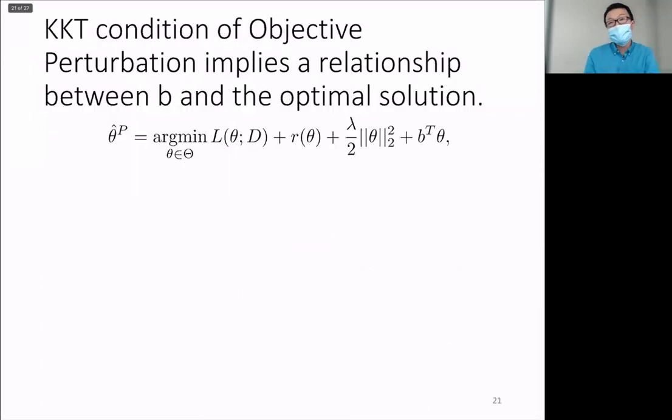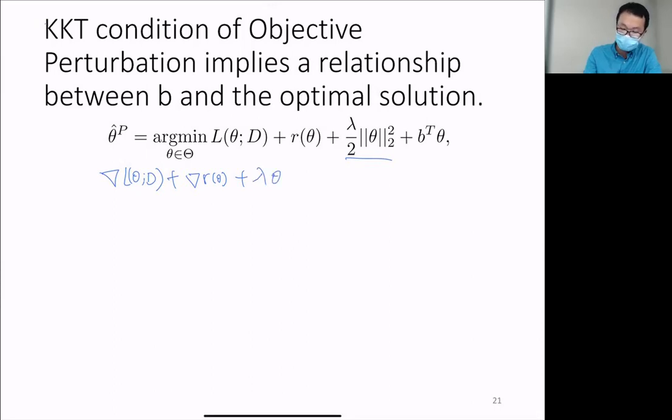So we've learned the optimality condition, right? Taking the gradient and setting it to 0, and then we can work out the relationship between b and theta hat. Okay, so let's do that. When we take the KKT condition, it's actually simpler, just a simple optimality condition. By taking the gradient and setting it to 0, we get the gradient of the loss function, plus the gradient of this regularization, plus the gradient of the quadratic function. The 2 cancels with this 1 over 2, and we get theta itself, plus the gradient of the linear term, which gives us b, and this is equal to 0.